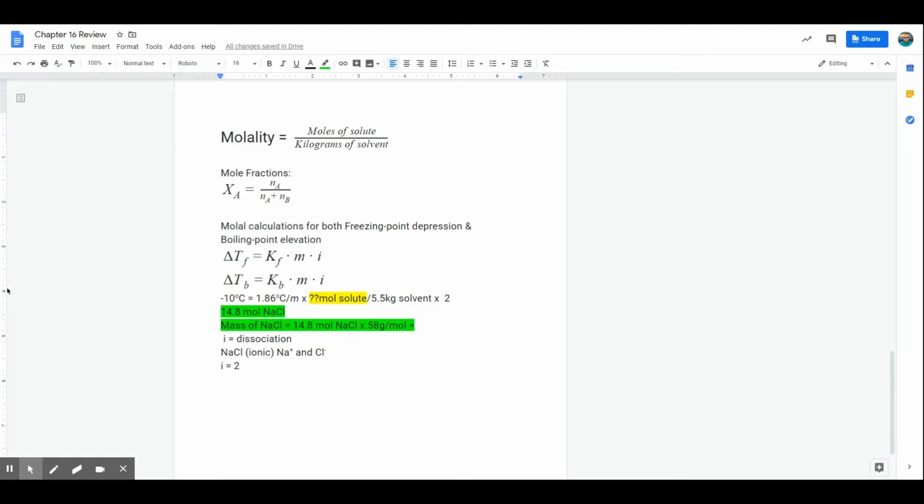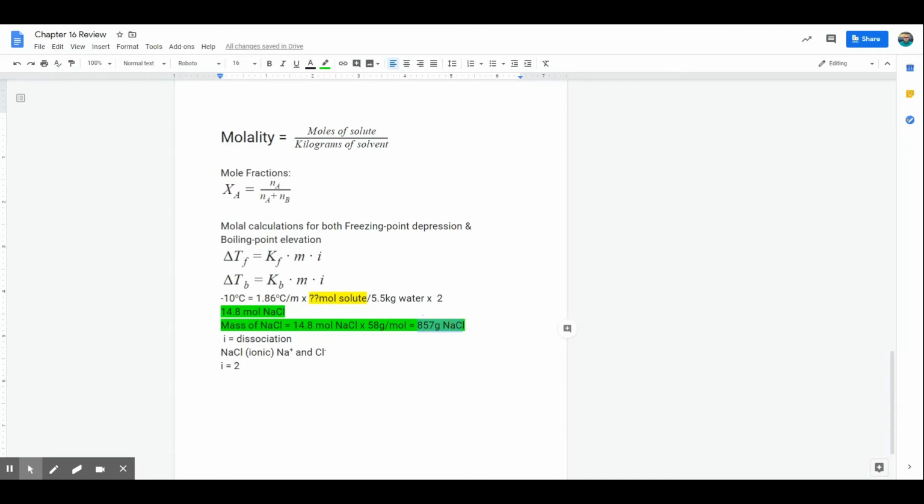When you do this, you get 857 grams of NaCl. So here's how this would work. If I have 5.5 kilograms of water, so instead of solvent, I'm going to change this to water. Say I have a big bucket of water and I want to boil it, right? So I have 5.5 kilograms of it. I would need to measure out 857 grams of sodium chloride.